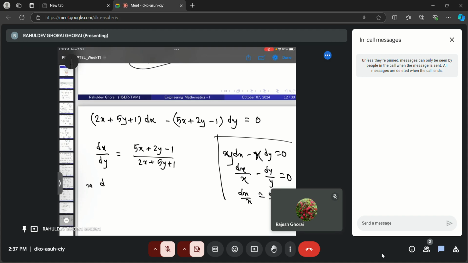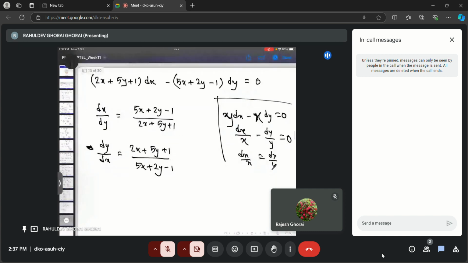So that implies, or you can write, dy/dx is equal to (2x + 5y + 1) over (5x + 2y - 1). So this is a general type, when dy/dx is equal to (ax + by + c) over (dx + ey + f), some two-plane form you have. Then what we do is we transform x to x + h and y to y + k. This type of transformation we do.